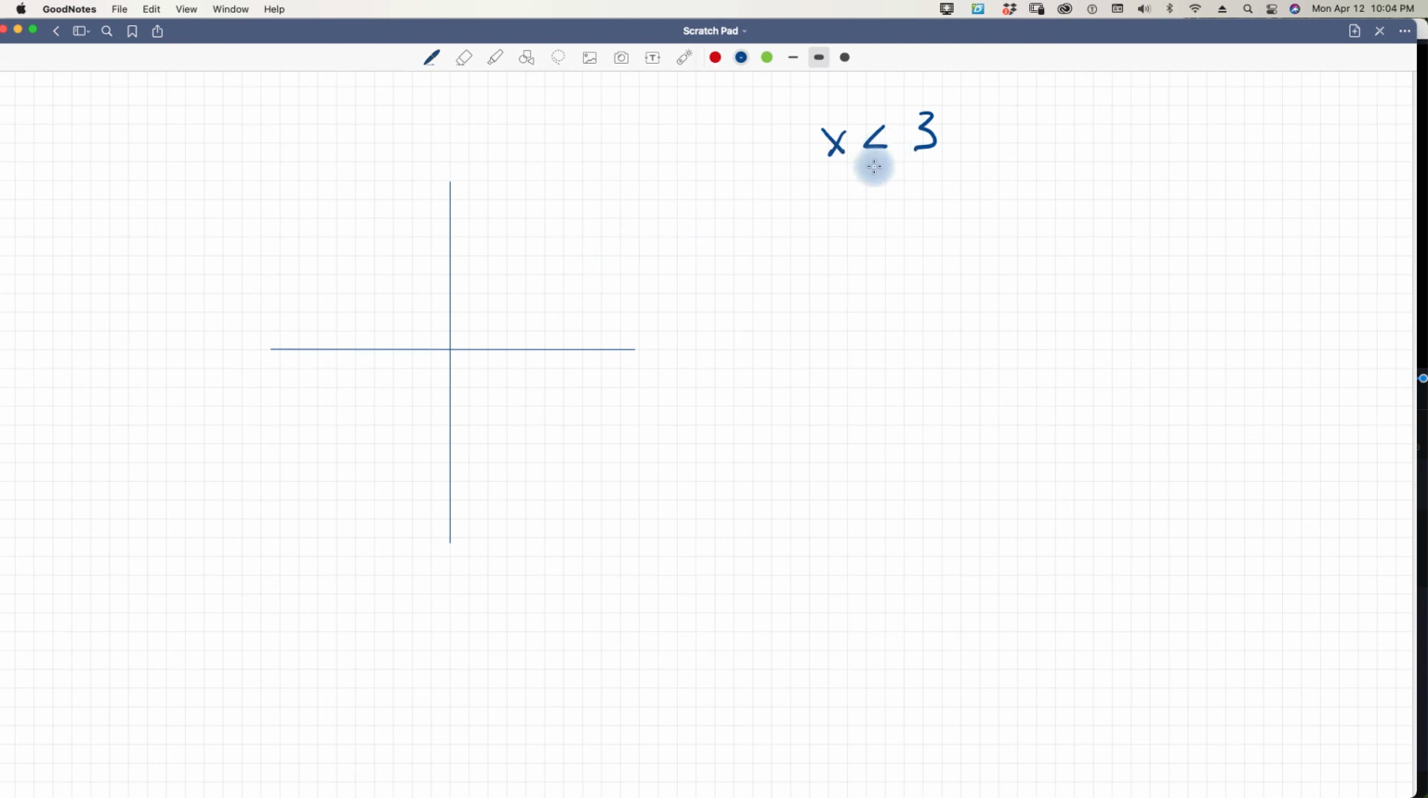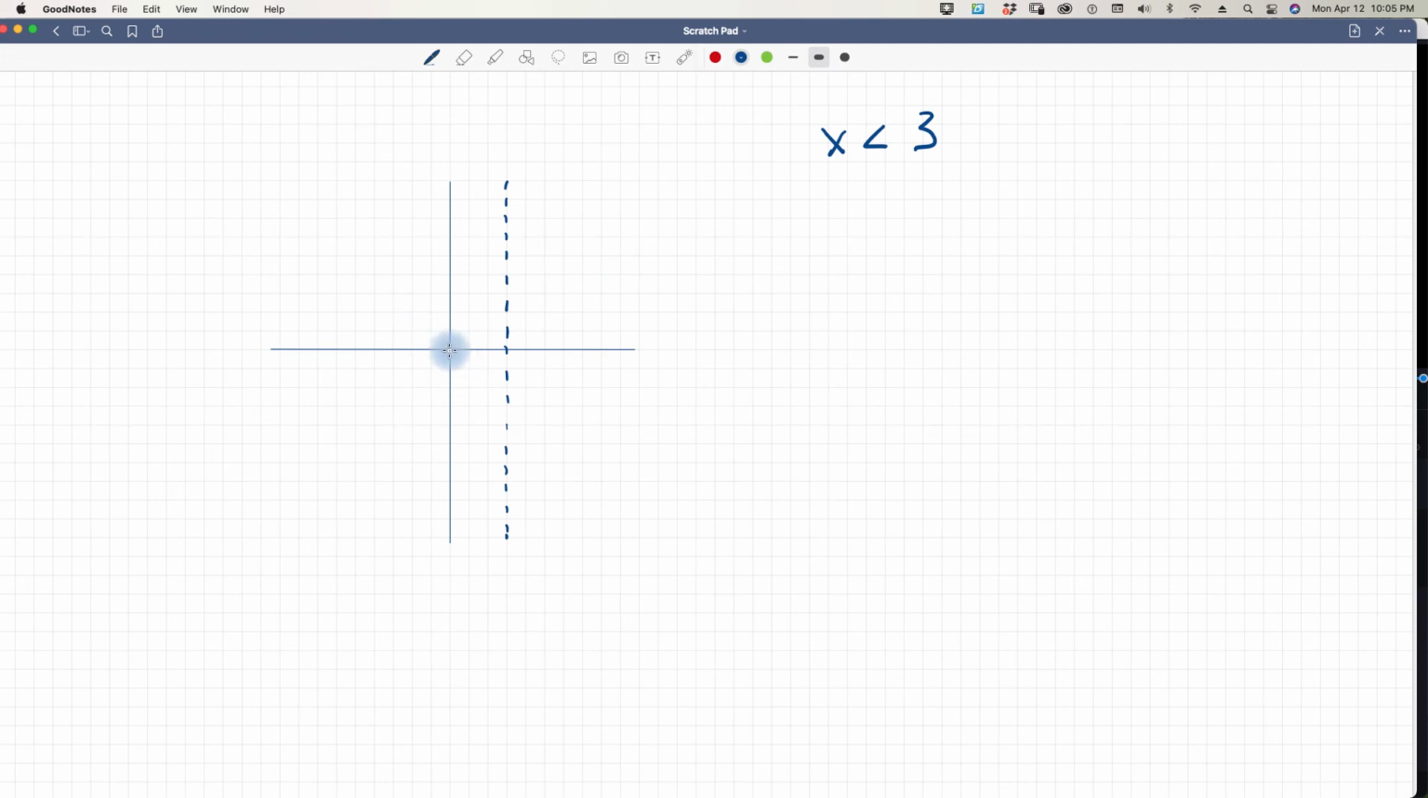There's no equal sign under here, so we're going to do a dotted line on 3. So this is the 3 point. So we're just going to do a little dotted line all the way down our chart. Make sure to fill the chart from the top to the bottom boundary. Okay? So now we have to figure out if this side or this side makes a statement true.